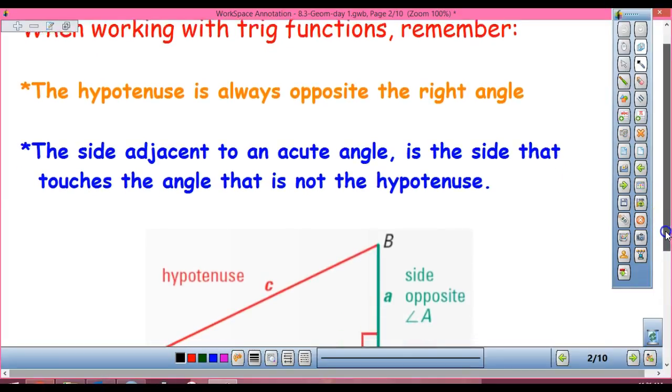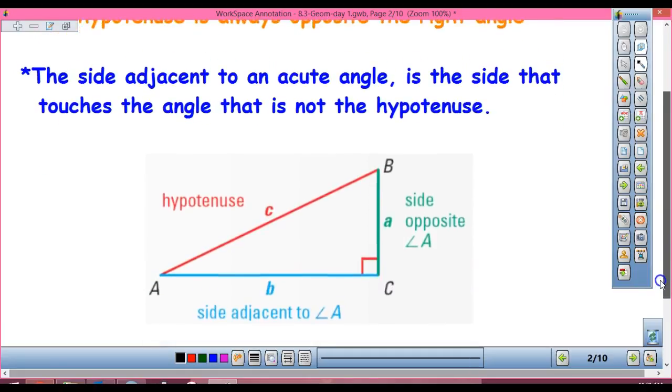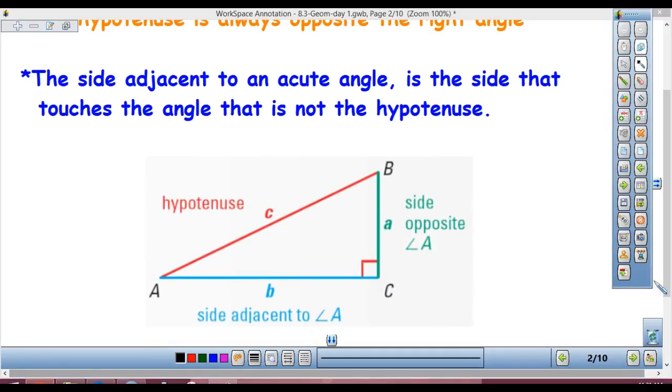All right, so the biggest thing that we need to discuss is what's the hypotenuse, what's the adjacent side, what's the opposite side. So it all depends on what angle you are looking at. Okay, I think we've gotten fairly decent at knowing what the hypotenuse is, right? That's always going to be the side that's opposite your right angle, right?